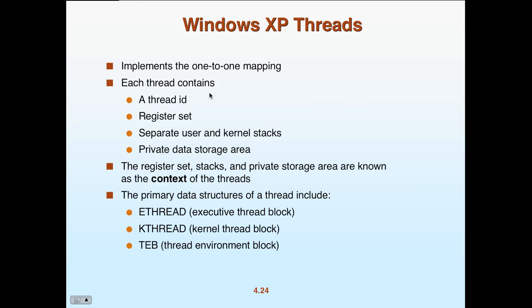Each thread contains a thread ID, a register set, separate user and kernel stacks, and a private data storage area. This is when I said before you can press Control, Alternate, Delete, go up to the task manager, and see all your running threads, all your running programs. Because it's a one-to-one mapping, you can call a thread a process, because each thread is a process and vice versa. And so you can see all the processes. Actually, I think Windows calls them programs. So you can see which programs Windows has started and which programs each user has started. And you can usually click on one and kill it.